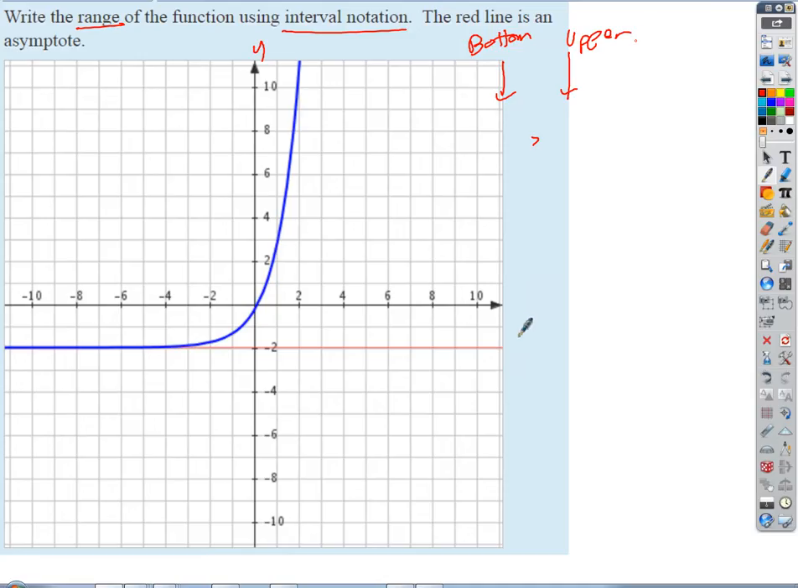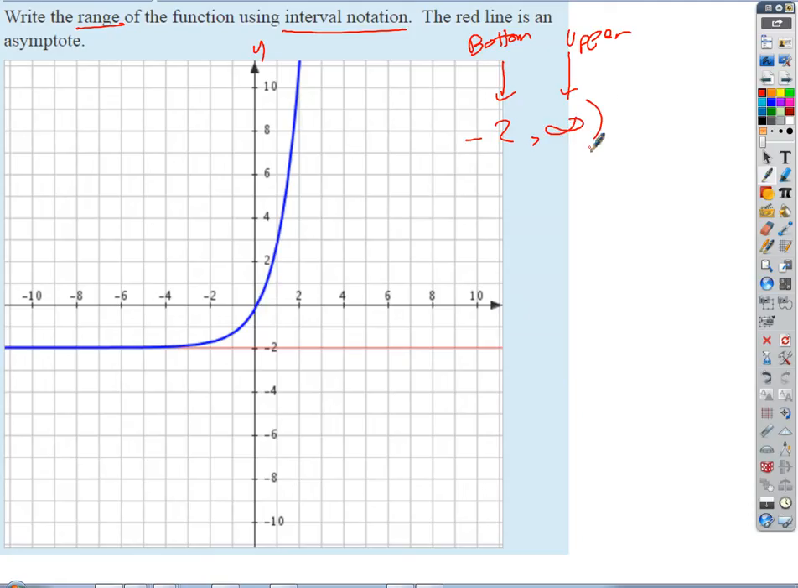Okay, so this is that asymptote again. What value is y approaching? It's approaching -2, isn't it? So -2 is the bottom limit, isn't it? What value does it approach, or is there a limit? No, so that's just infinite, right? So it goes up infinitely far.